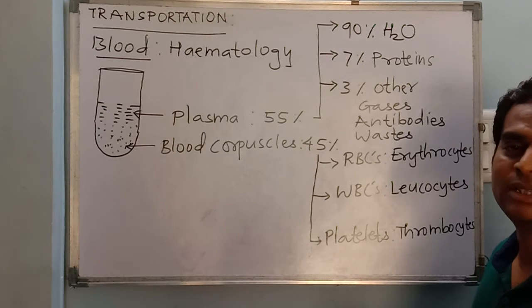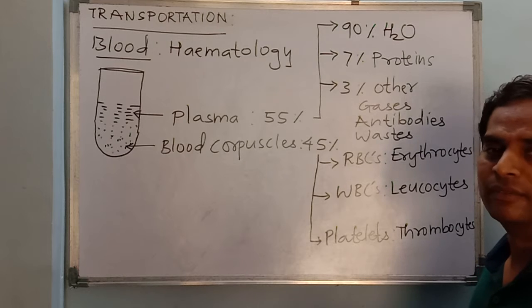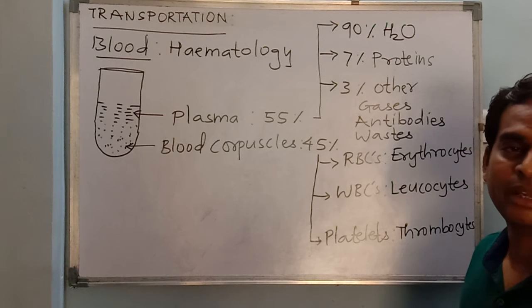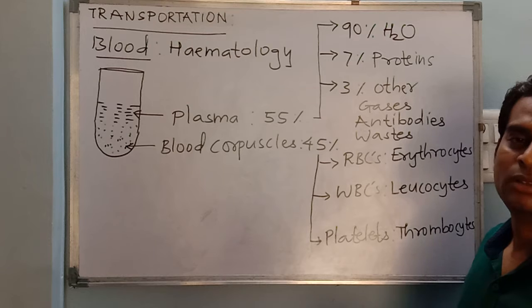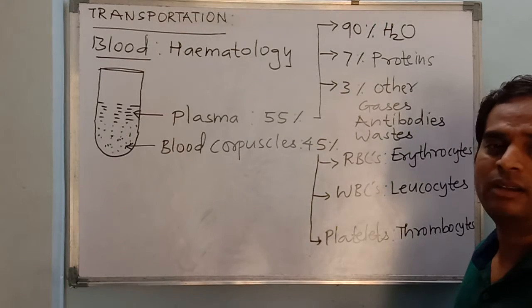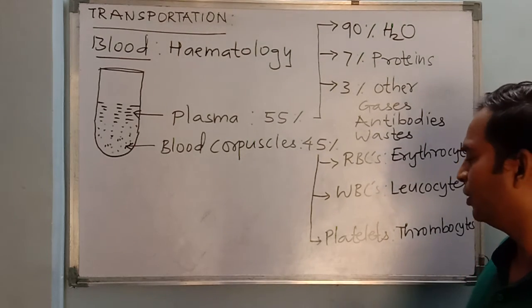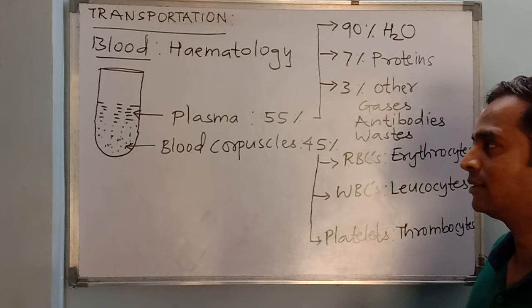Platelets or thrombocytes are basically concerned with clotting of the blood whenever we get an injury or any cut and blood flows. That should not continuously flow. So to avoid that loss of blood in the form of bleeding, we have these platelets or thrombocytes.